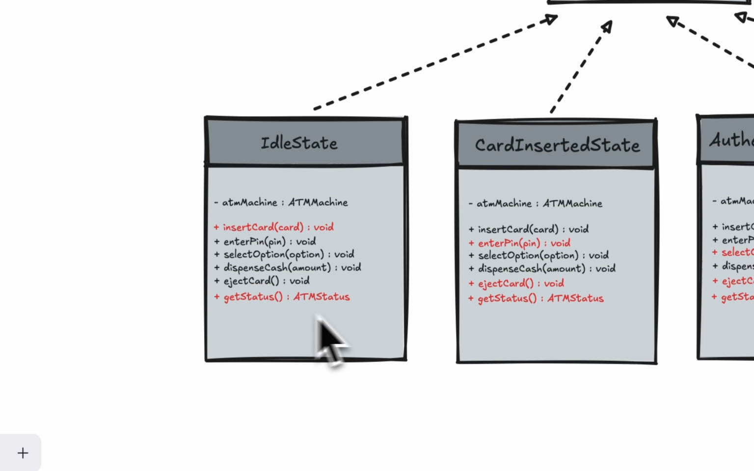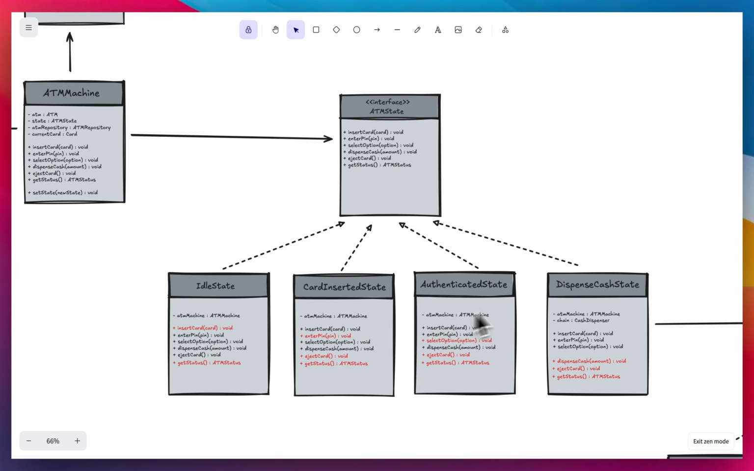All right. And the cool part over here is the insert card function in the idle state would have different logic compared to the insert card function in the card inserted state, and so on and so forth. So basically each of the state classes will have their own implementation of those functions. And you might have noticed that I've highlighted some functions. For example, in the idle state, I've highlighted insert card function and get status. Why? Because in this particular state, those two functions are the important functions, because the other functions will either have no logic or it can throw some exception.